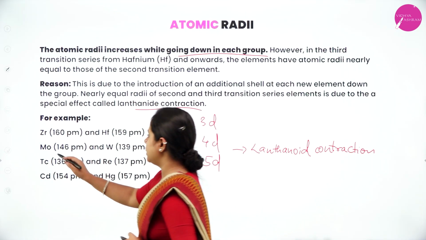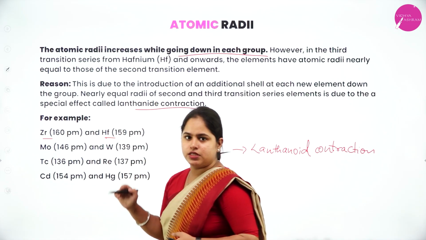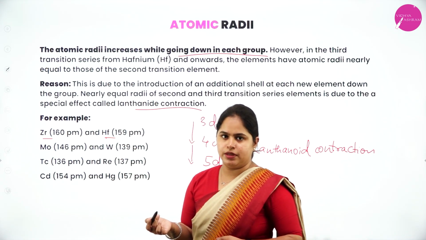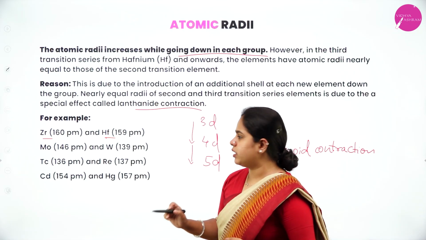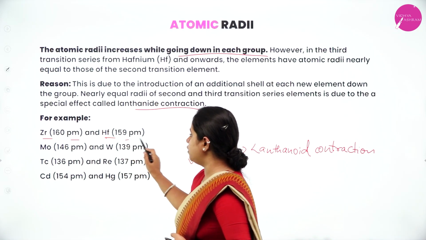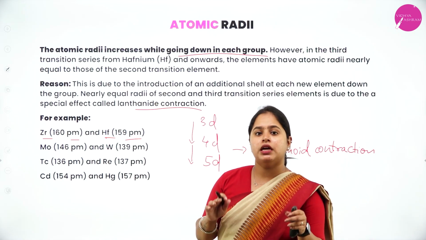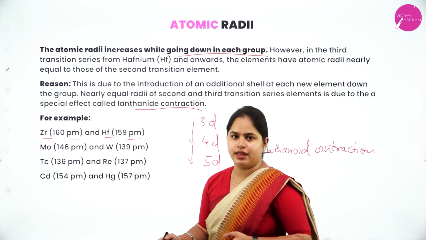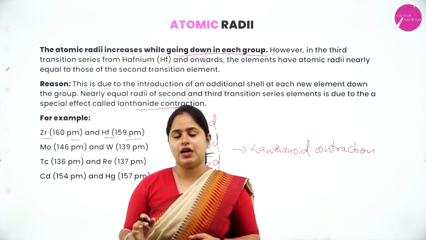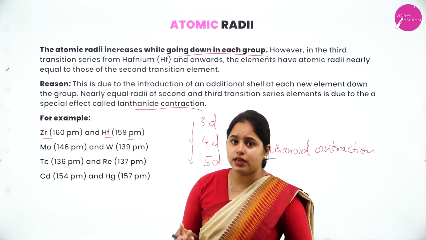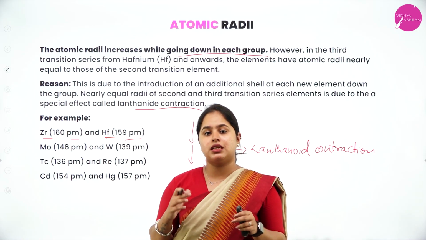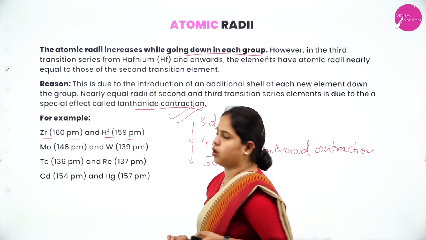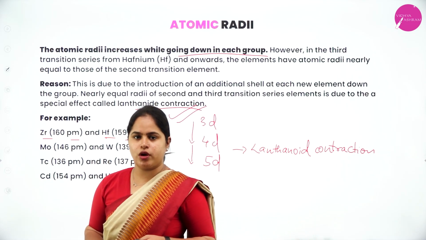As you can see here, zirconium and hafnium. Zirconium is a 4d element and hafnium is a 5d series element. So what happens? 160 picometer and 159 picometer. You can see it is almost having the same atomic radii, and that goes with all the other examples also. So I hope that is clear, and this is very important. Why do the 4d and 5d series have almost the same atomic radii? It's because of this effect which is called lanthanoid contraction. So I hope it is clear.